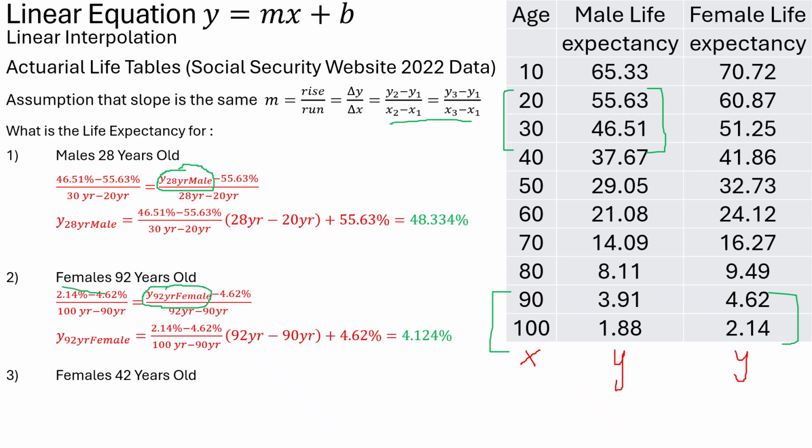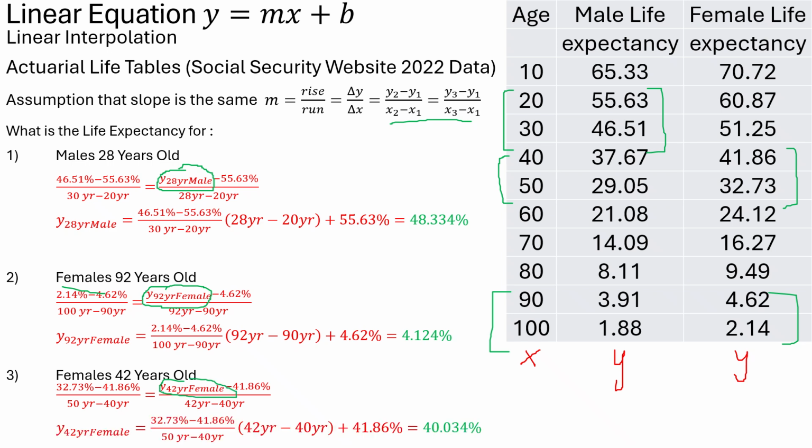And finally, 42 years old, very similar pattern. We're going to use 40 and 50 years. So we're going to have 41.86% and 32.73%. We're solving for this term right there. And we see we get 40.034%. All right, so hopefully you see a pattern.